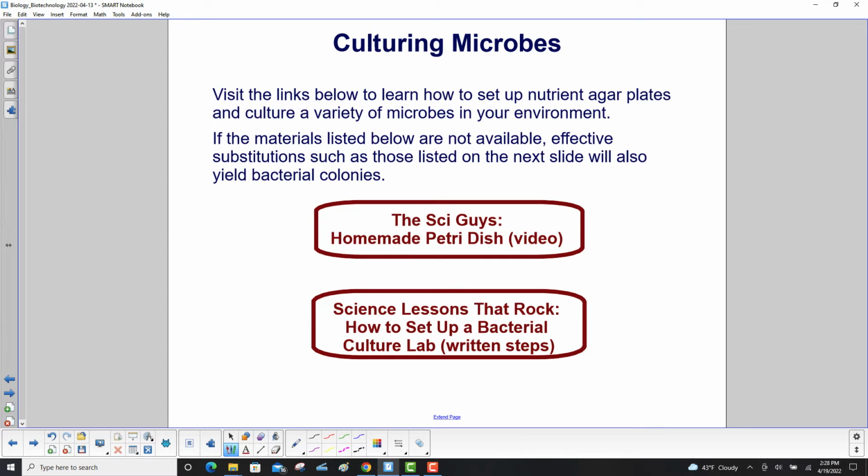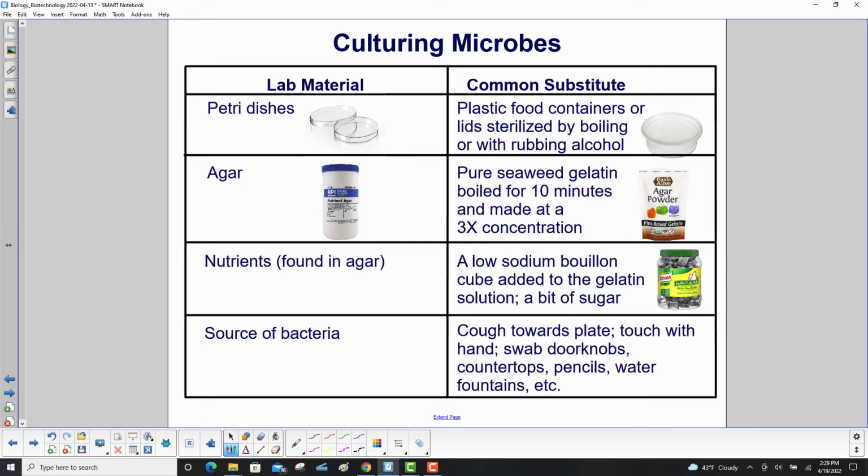Visit the links below to learn how to set up nutrient agar plates and culture a variety of microbes in your environment. If the materials listed below are not available, effective substitutions, such as those listed on the next slide, will also yield bacterial colonies. So on the left side here, we have lab materials: petri dishes, agar, nutrients that are found in agar, and a source of bacteria. If you don't have any of that, here are some substitutes.